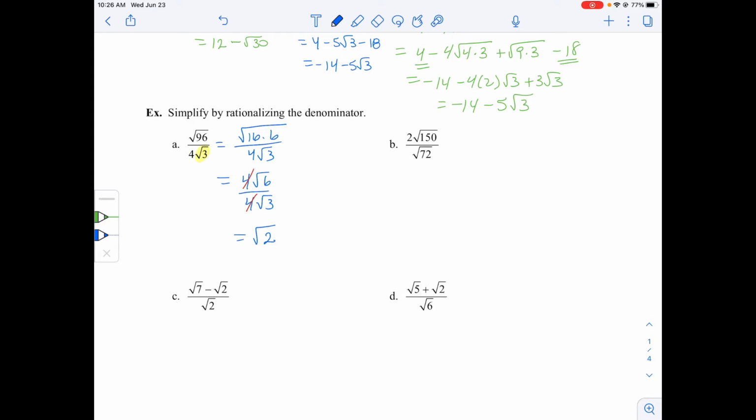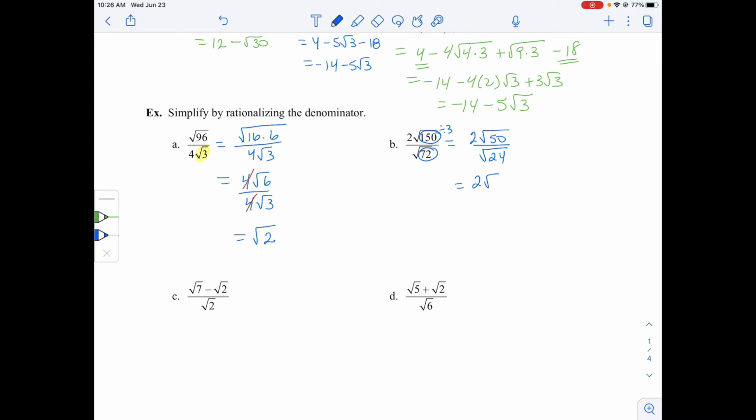Okay, let's look at question B. So I know that both of these are divisible by 3 for sure, these radicals. And 150 divided by 3 is 50, and 72 divided by 3 is 24. Looks like we could have probably divided by 16, or 6 rather. But if we keep going further, we get 2 root 25.